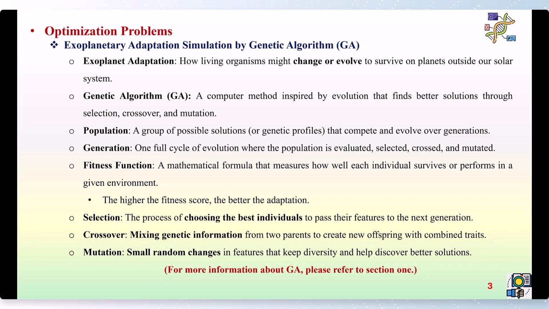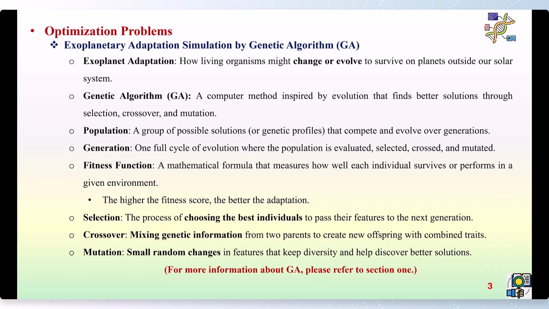What is a fitness function? A mathematical formula that measures how well each individual survives or performs in a given environment. The higher the fitness score, the better the adaptation. Now, selection is the process of choosing the best individuals to pass their features to the next generation.